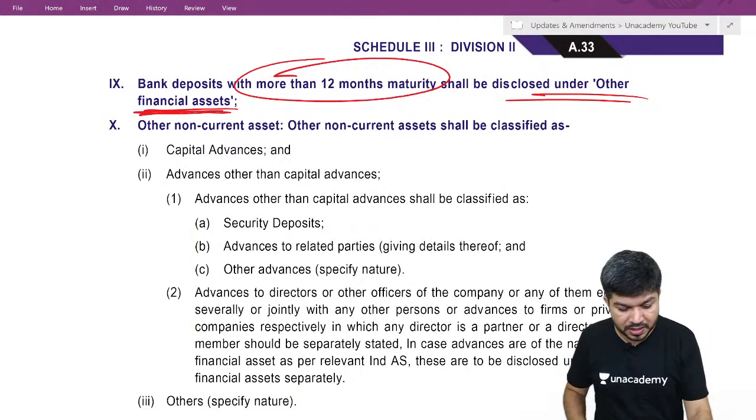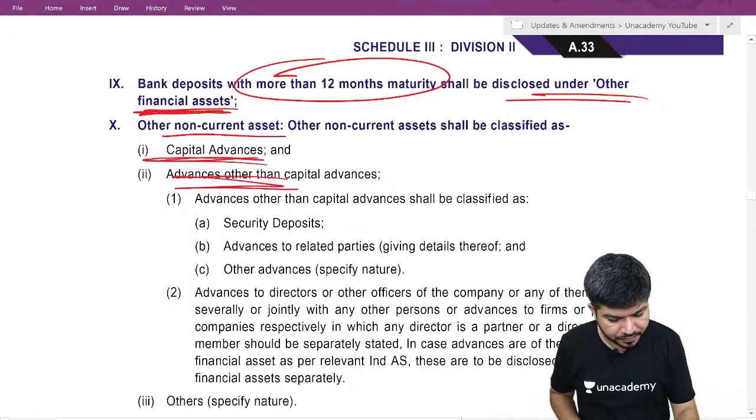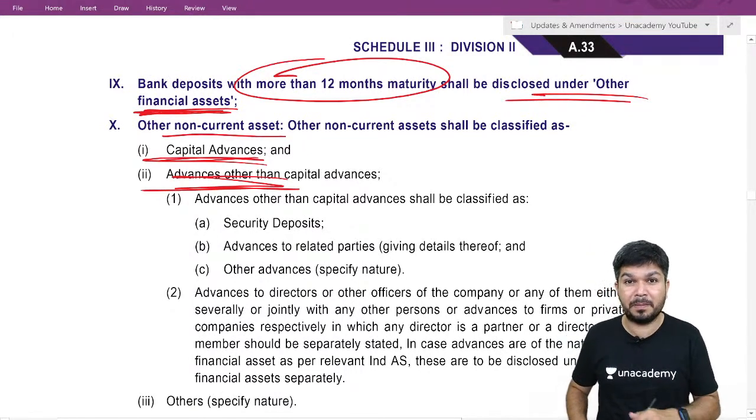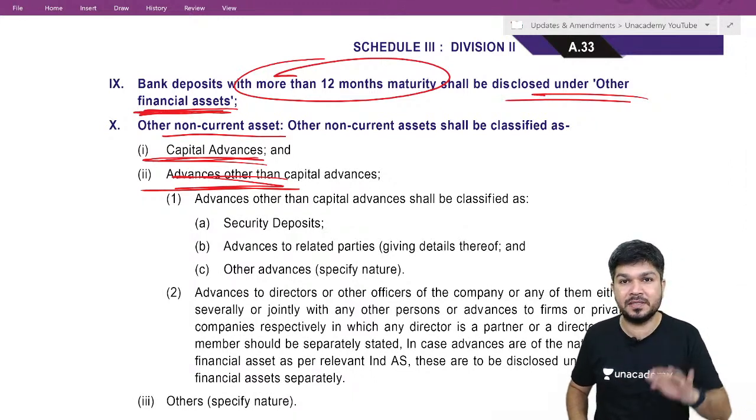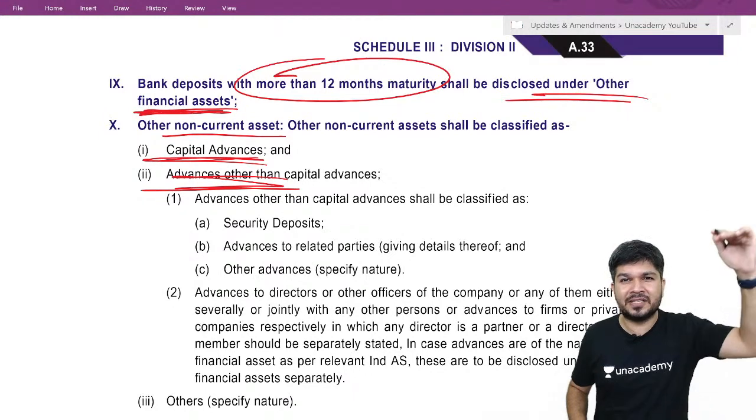Okay. Other non-current asset, your advances. So advances are a part of other non-current asset or other current asset. That is advances. Loans will be under your financial asset.